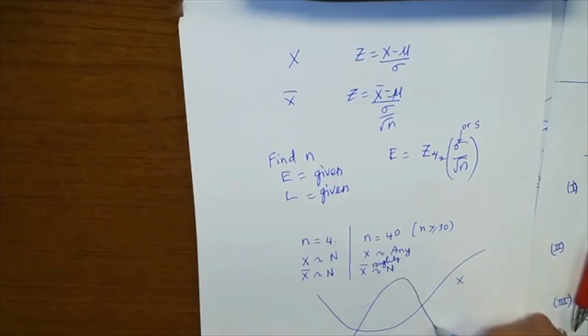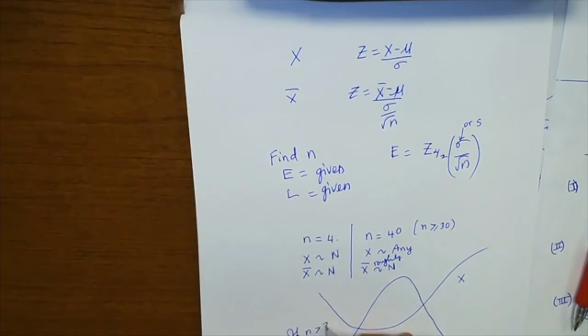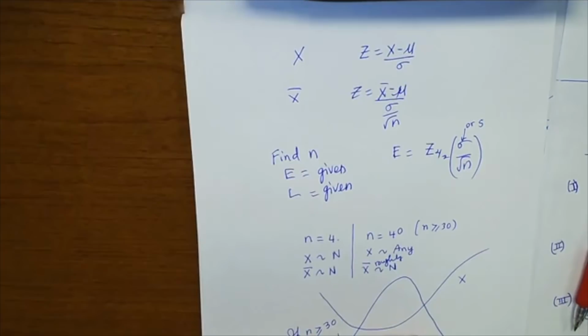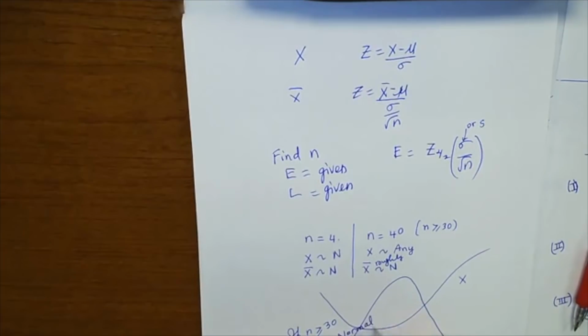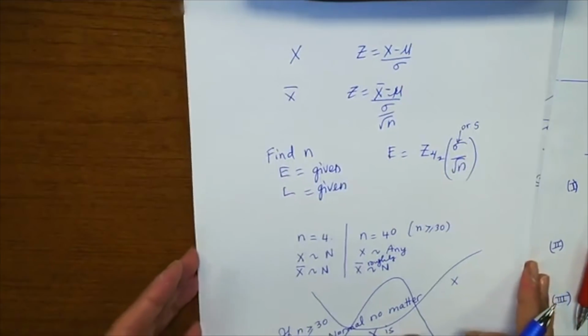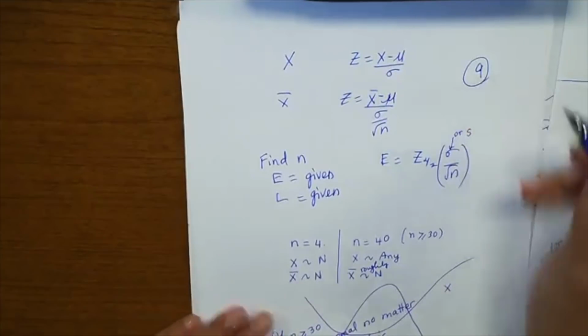And x bar will still look like that. If n is greater than or equal to 30, then x bar is roughly normal no matter what x is. So it allows you to do norm CDF as long as your n is large. Don't worry, I won't trick you and give you a small n and a non-normal x. I will not do that.